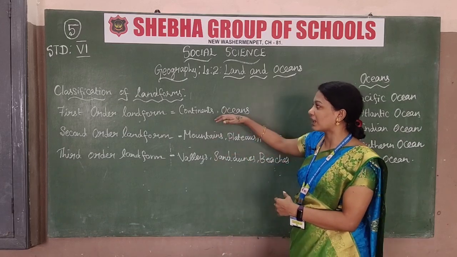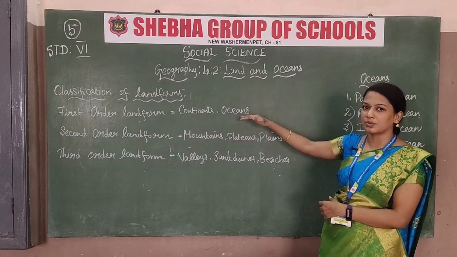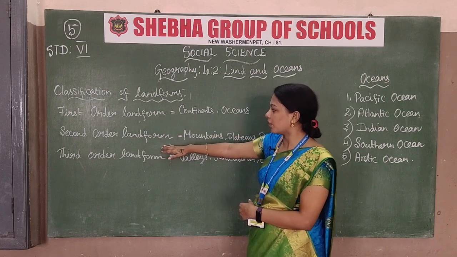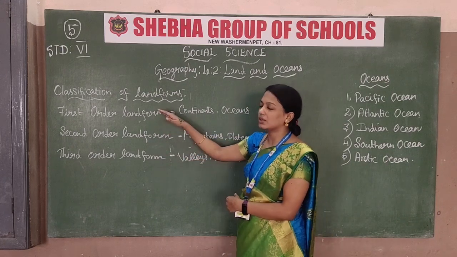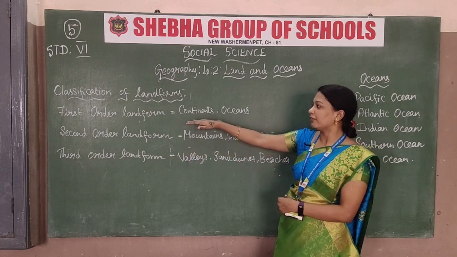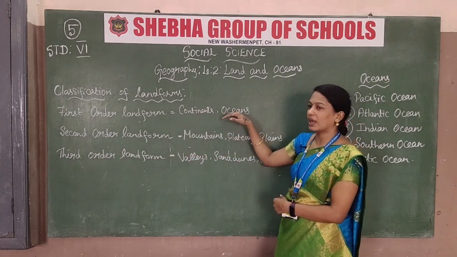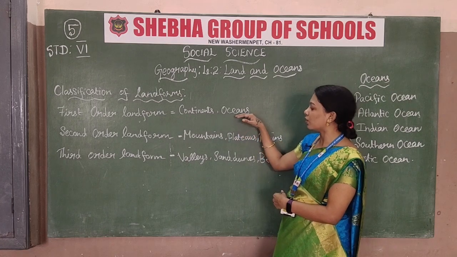We have some classification of landforms also: the first order landform, the second order landform and the third order landform. So there are three types of landforms. In the first order landform we have continents and oceans. We have 7 continents and 5 oceans.